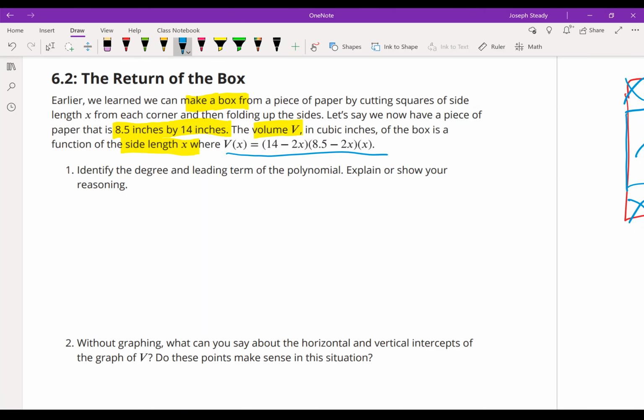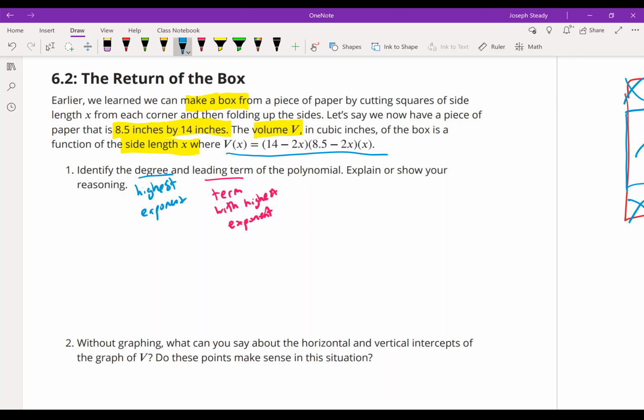So, first question up. Identify the degree and the leading term of the polynomial. Well, let's first refresh on what those mean. Degree is the highest exponent, and the leading term is the entire first piece, the term with the highest exponent. So they're very related, very connected. Let's think about how we're going to do this.